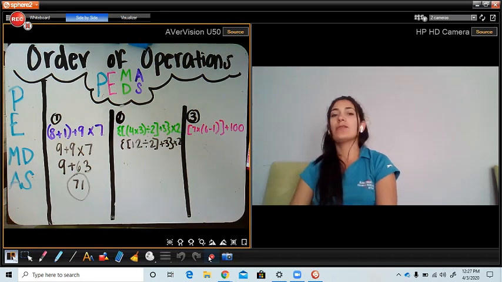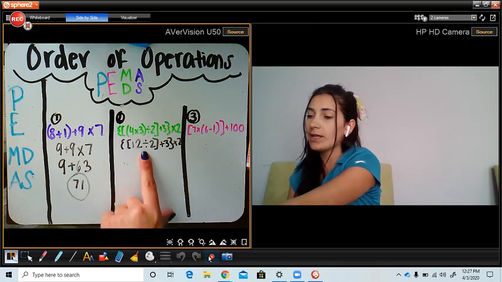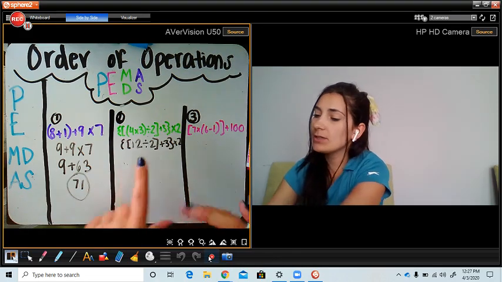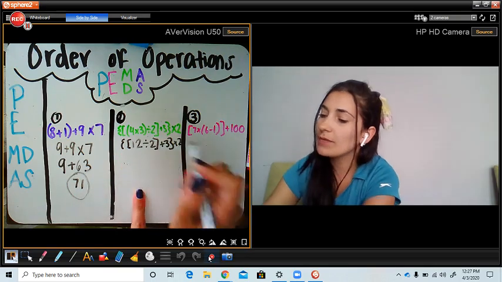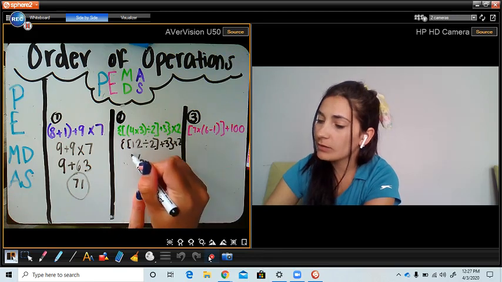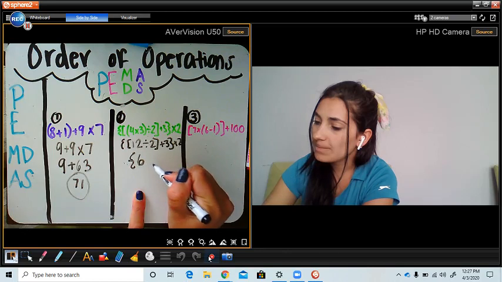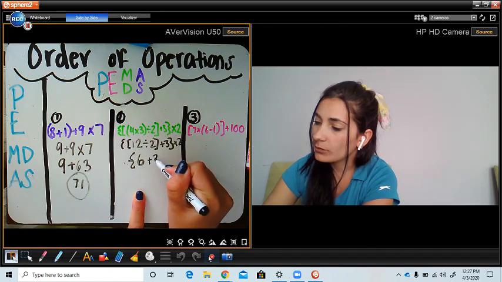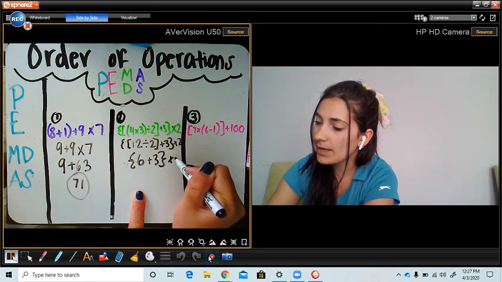Okay, so now our most closed parentheses are going to be right here. 12 divided by 2, because remember, this one's the most outside, and then this one's the most inside. 12 divided by 2 is 6, and then we just rewrite the rest of the equation. So we have 6 plus 3 in these funky looking brackets, and then we're going to multiply by 2.